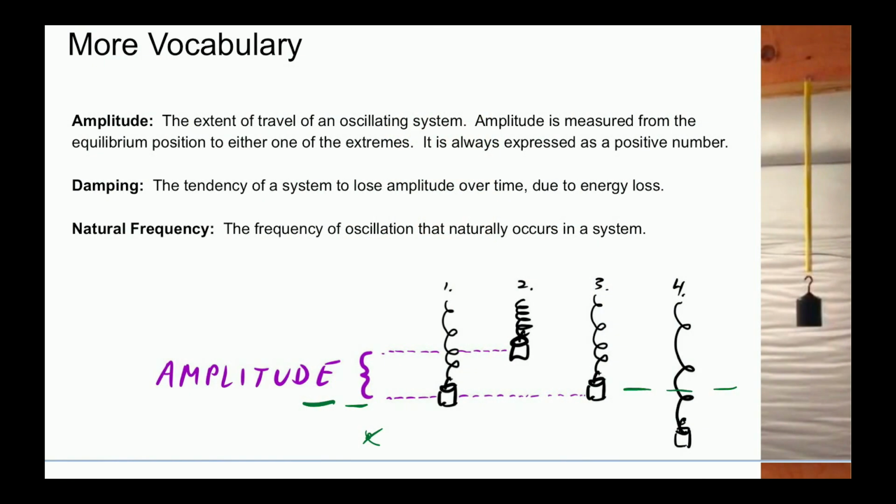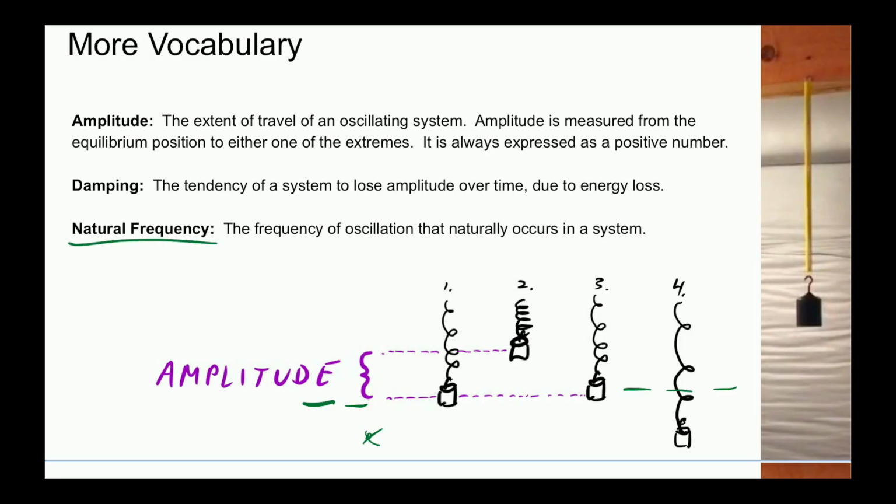Let's go back to vocabulary. That thing is bouncing up and down at a natural frequency. If I grabbed the top of that spring and tried to shake it all around up and down in any way I wanted to, the spring and mass system would insist on vibrating at its natural frequency.